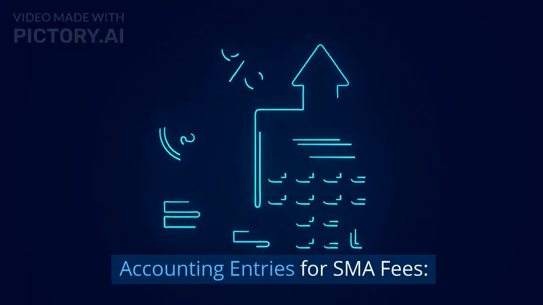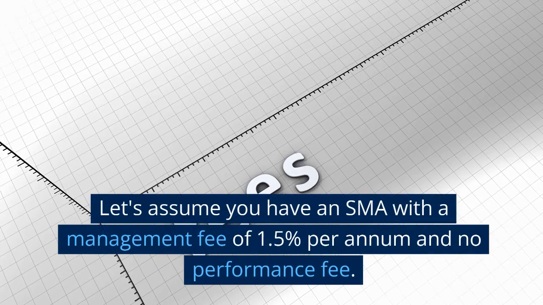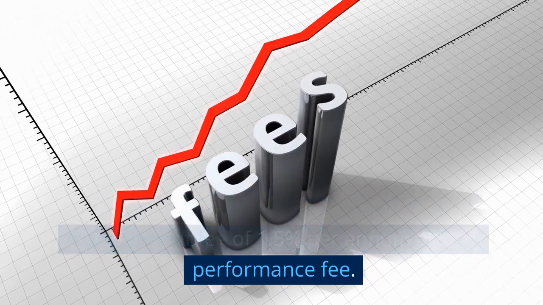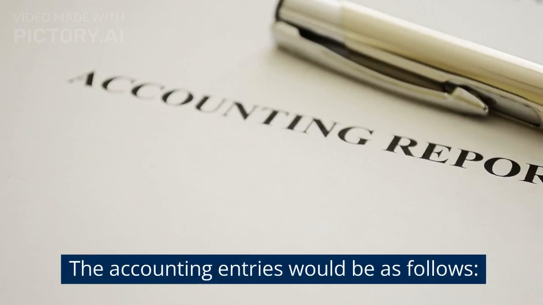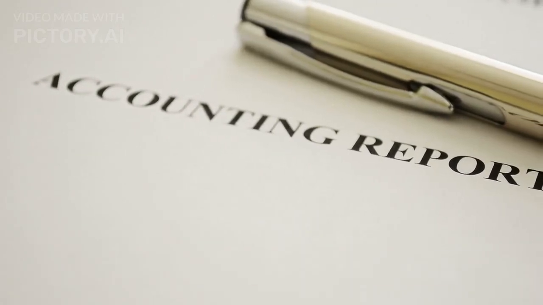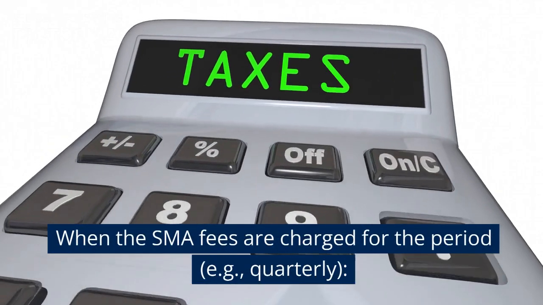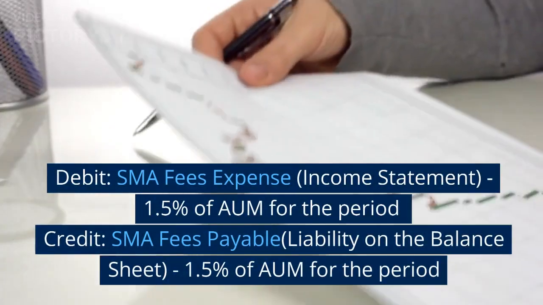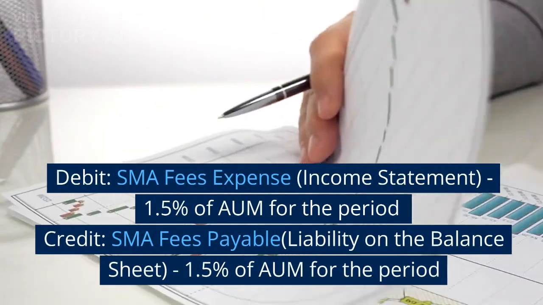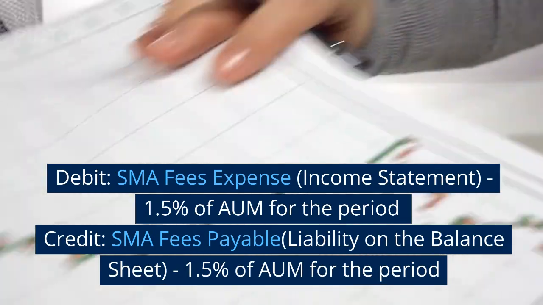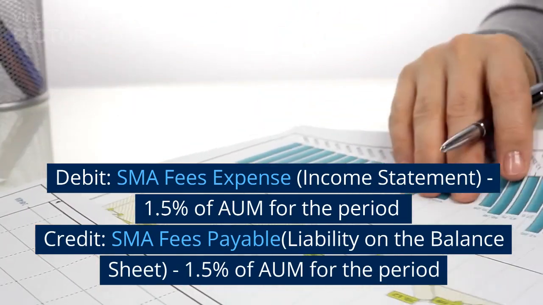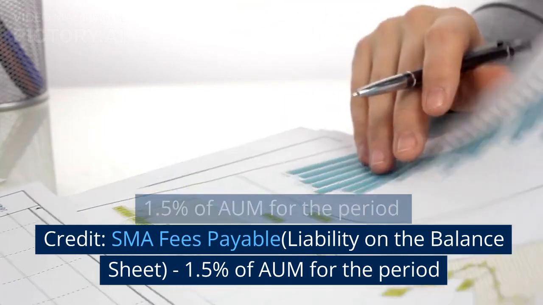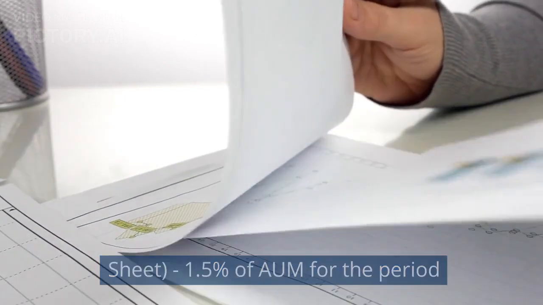Accounting entries for SMA fees. Let's assume you have an SMA with a management fee of 1.5% per annum and no performance fee. The accounting entries would be as follows. When the SMA fees are charged for the period, e.g., quarterly. Debit: SMA fees expense, income statement, 1.5% of AUM for the period. Credit: SMA fees payable, liability on the balance sheet, 1.5% of AUM for the period.